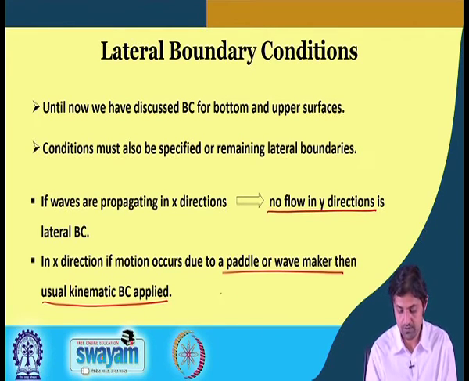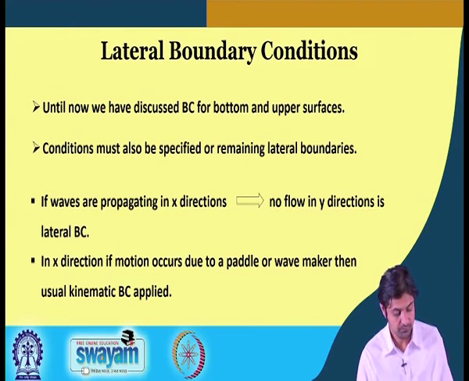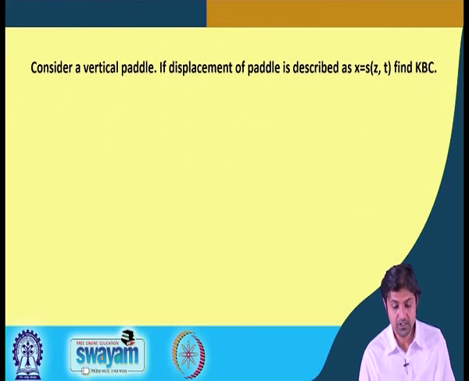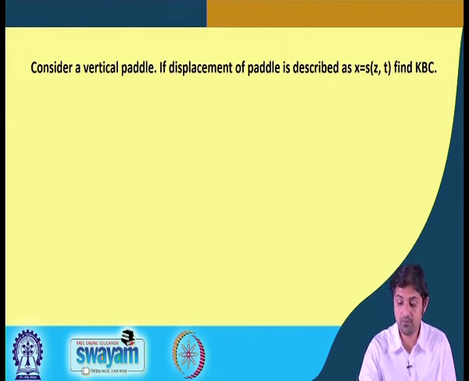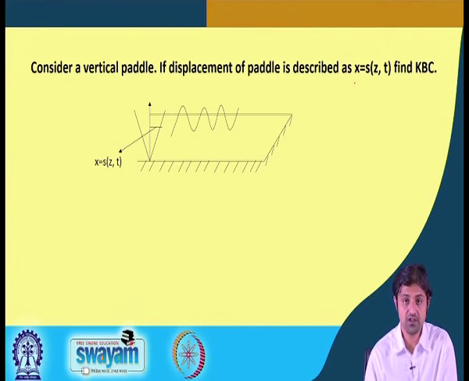So, the waves are being generated here, due to a paddle. The boundary condition at this surface we can apply similar to the kinematic boundary condition, no changes. Consider a vertical paddle, if the displacement of the paddle is described as x is a function of z, comma t. The question is: find the kinematic boundary condition.